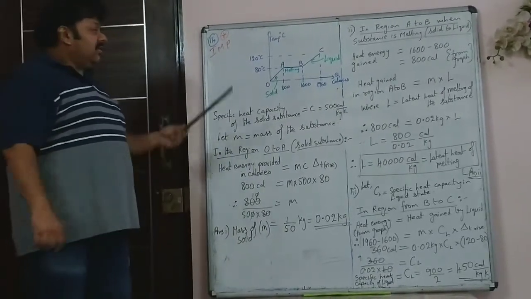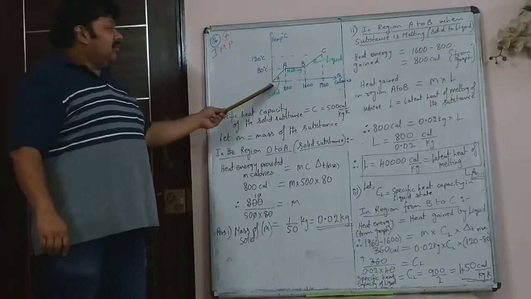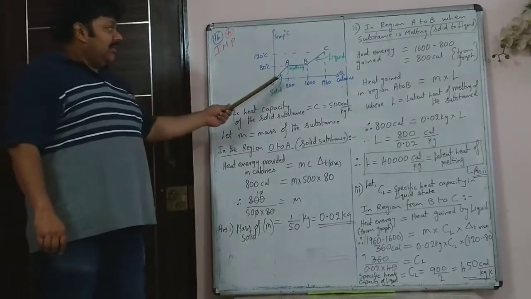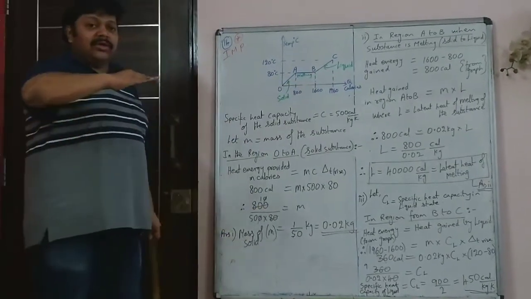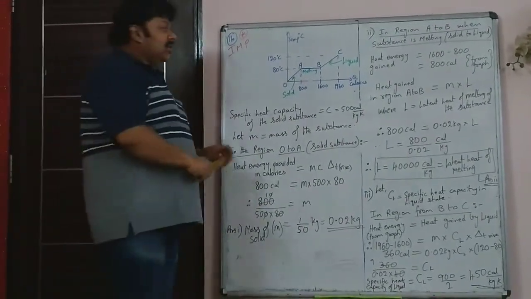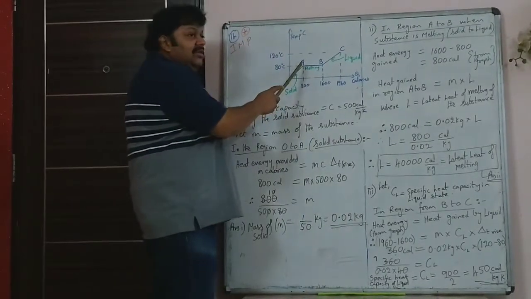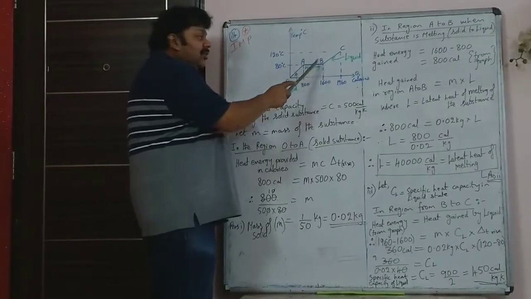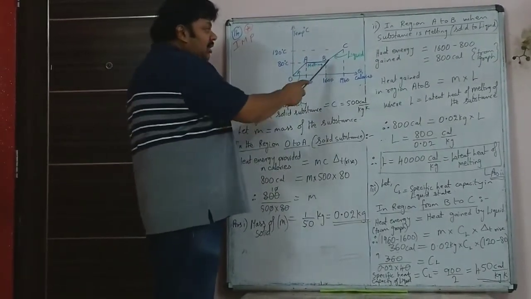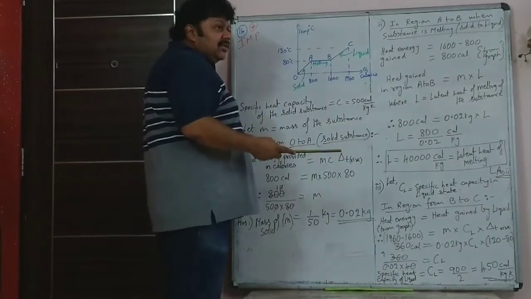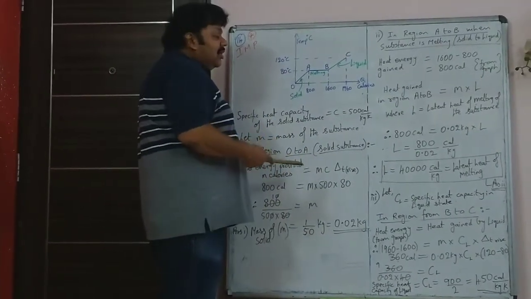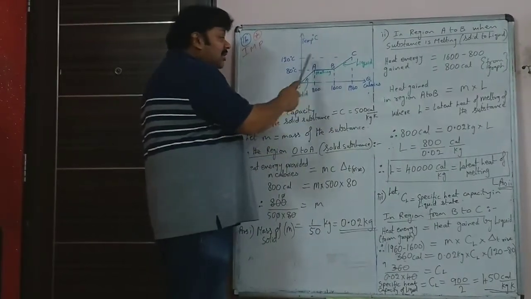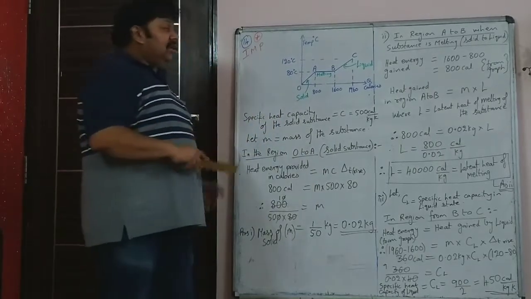Now this substance, it is said in the sum that from 0 to A, it is in the solid state. So obviously A to B, there is no rise in temperature, the temperature is steady. That is because at A you have the entire substance at 80 degrees Celsius, it is in solid state. From A to B it is melting, and at B the entire substance, the same mass, has got converted into the liquid form at the same 80 degrees Celsius temperature.